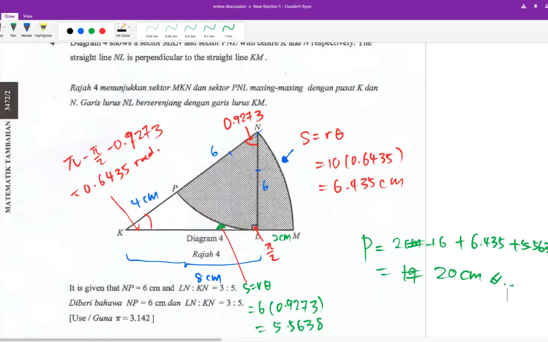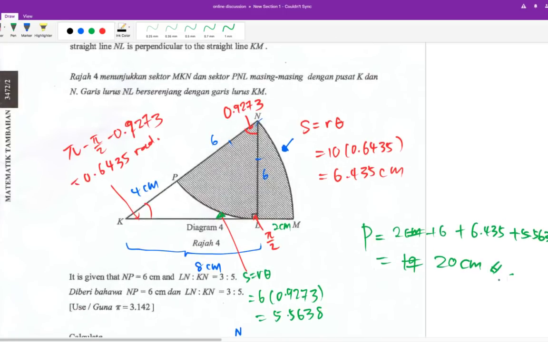Okay, I hope my answer is correct. Is there anything you want to ask so far? Should be okay, right? This is the formula to find the arc length.